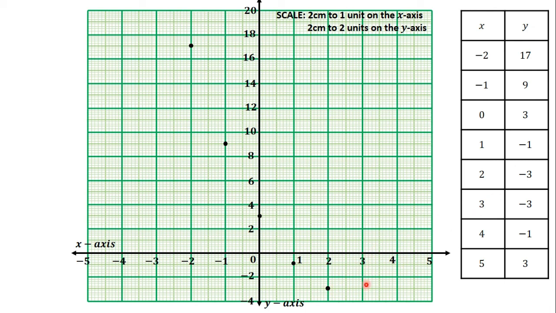The next one is 3, minus 3. 3 on the x-axis and minus 3 on the y-axis. So we have the point 3, minus 3 here. The next one is 4, minus 1. So 4 on the x-axis, minus 1 on the y-axis. We have that point here, 4, minus 1. And the last one is 5, 3. So 5 on the x-axis and 3 on the y-axis. 3 is between 2 and 4. So we have the point 5, 3 here. After plotting the points, you join them with a free hand to get the graph of the relation y is equal to x squared minus 5x plus 3.